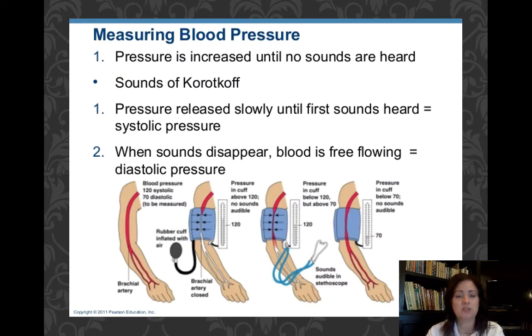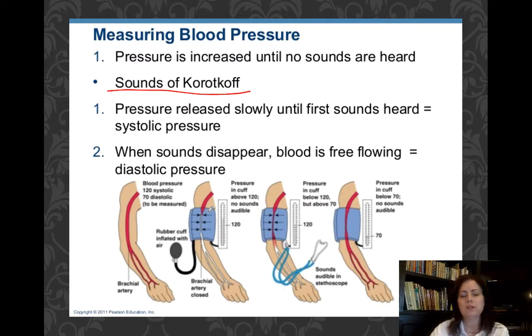How do we measure blood pressure? So when you have your blood pressure measured at the doctor's office, how are they figuring out what they're listening to? Basically what they're looking for are called the sounds of Korotkoff. Okay, and so what happens is they're going to inflate the cuff. Here's a picture of our brachial artery, and the clinician is going to inflate the blood pressure cuff to a pressure that's higher than your systolic pressure. Okay, it needs to be higher than the top number of your blood pressure.